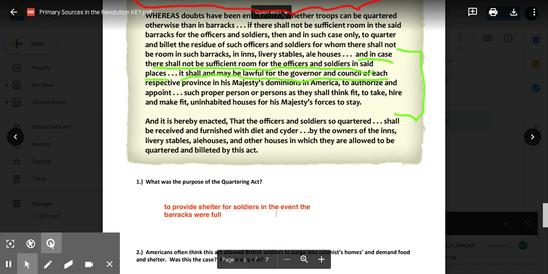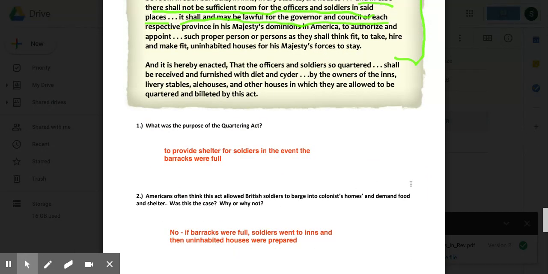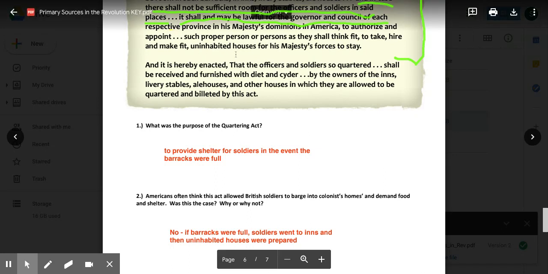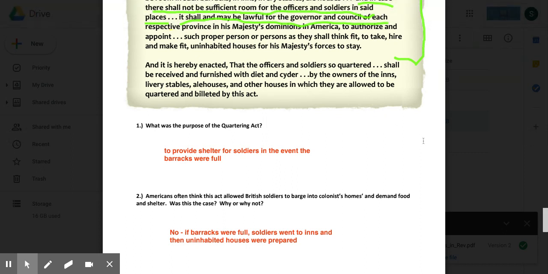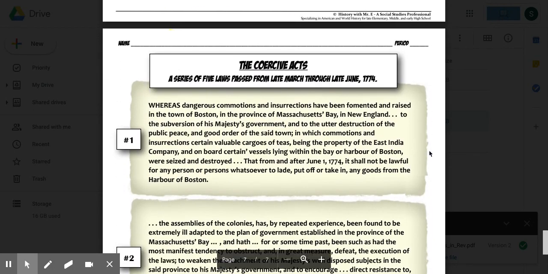So, no, it wasn't that soldiers just went into people's homes and just used them. Actually, it says uninhabited houses, right? So if a house was not being lived in by anyone, soldiers had the right to enter that house. Or they went to inns. So, guys, it wasn't like the soldiers were coming in and kicking in the door of a family of 4, stealing everything and banishing them to the street. That wasn't the case.